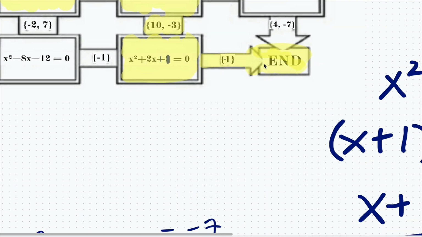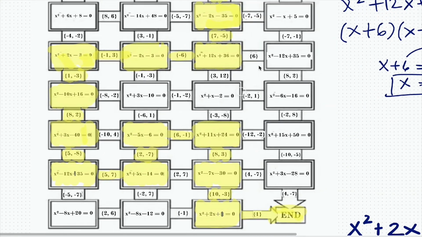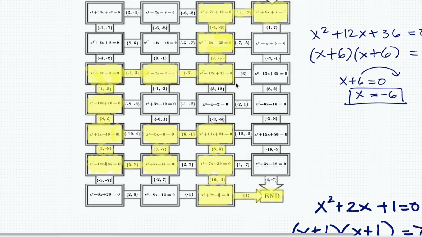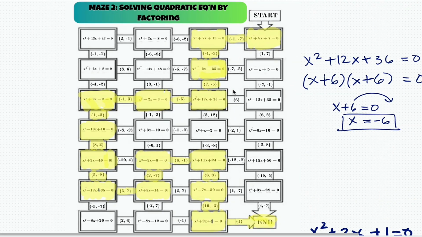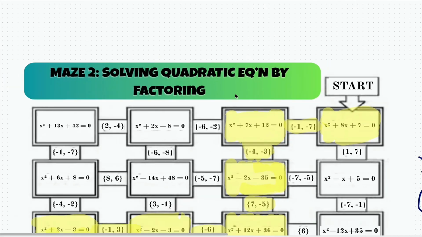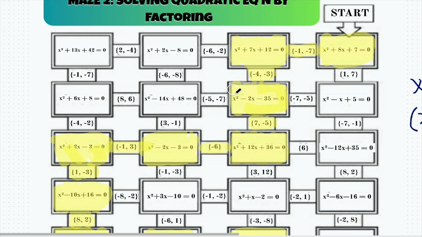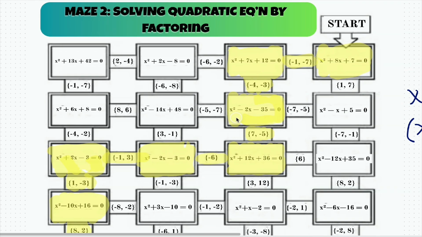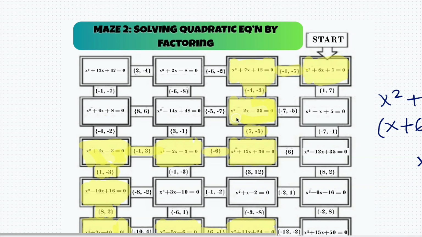Okay, so there you go. Once again, you can follow the process by reviewing it. It is better if you can write the solutions. Okay, good job. So now after doing this maze, we will proceed to the next puzzle, which is the quadratic formula. We're solving quadratic equations using the quadratic formula.